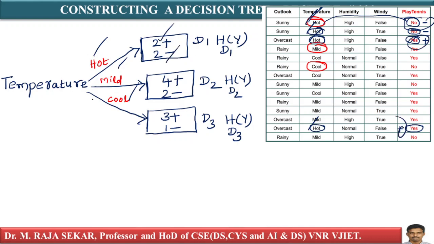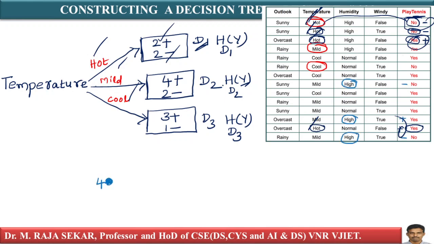In that manner, I can always find mild. There are total 6, in which 4 positive and 2 negative. And I can always calculate cool. There are 3 positive labels for cool and 1 negative label. I can always find entropy of Y with respect to data set D1. This is my D1. And entropy of Y with respect to D2 we can find. Even I can always find entropy of Y with respect to D3. You know how to find all these entropies. I can compute these entropies.